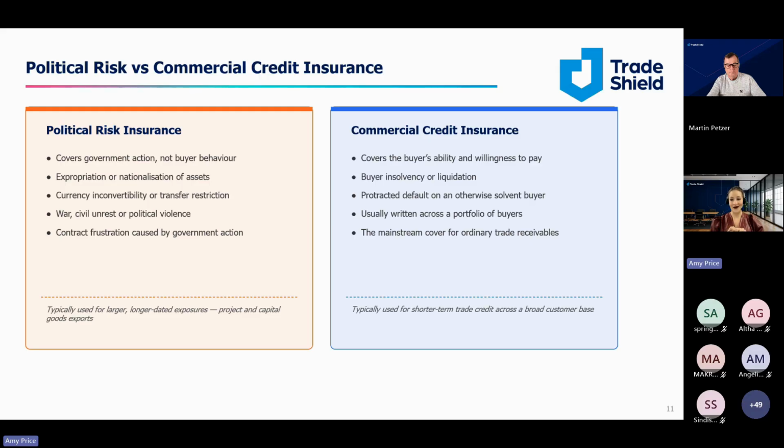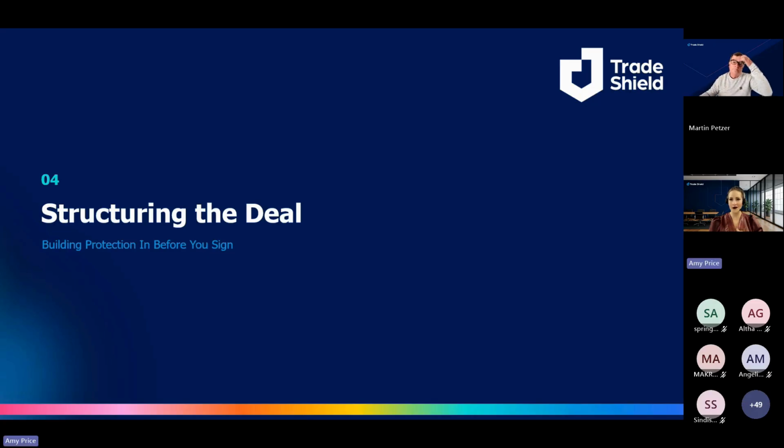So the test here that I want you to run in your head is: if this deal went wrong, would it be because of something that my buyer did, or would it be because of something that the government did? That's a single question that tells you which cover you need, or both, and then you go from there when you're moving forward. So it's the process in your mind that you really have to think about before you even decide to go on that export journey. I'm going to pause there and see, does anyone have any questions or comments?